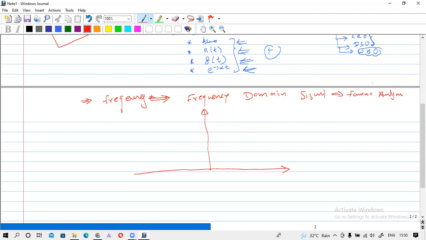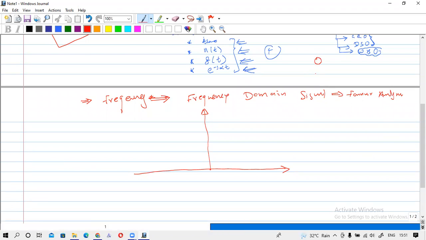You know the time domain signal, okay? So please get the idea about the time domain signal and tell me what the frequency domain signal is. You can compare. Time domain means we are going to draw the signal with respect to time. So what is a frequency domain signal?